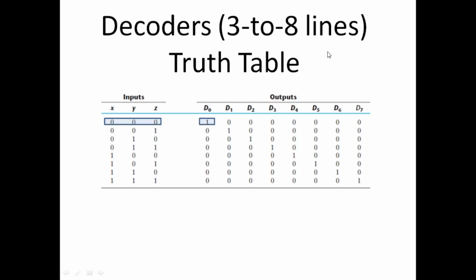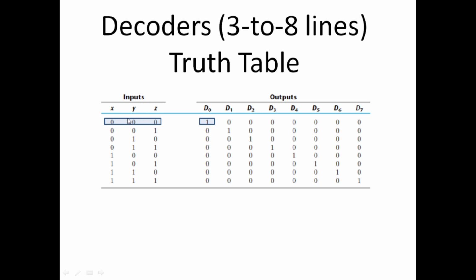There is a truth table for the 3 to 8 line decoder as well, and this truth table is very easy to follow. As we can see, this 3 to 8 line decoder has 3 input and 8 output lines. So in the truth table we would have 3 input variables and 3 columns for the inputs, and similarly for the outputs we have 8 output variables. We call them D0, D1, D2 and until D7, and these are the 3 inputs X, Y and Z.